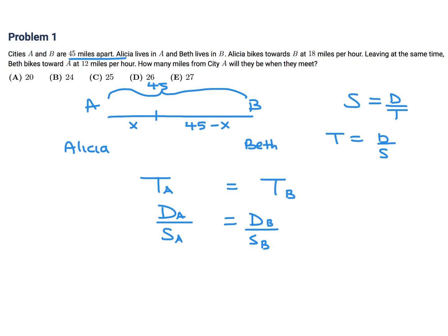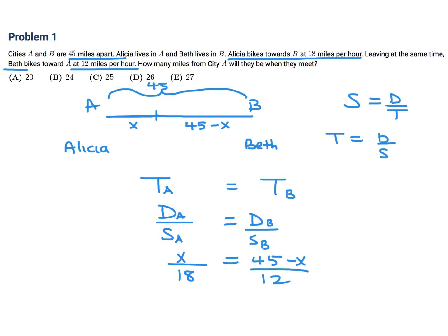The distance for Alicia from there to there is x. The speed, do they give us the speed? I believe they do. For Alicia, what's her speed? It's right here. Alicia bikes towards B at 18 miles an hour, so that's 18. And then the distance for Beth will be 45 minus x, and the speed for Beth is 12. That's Beth's speed.